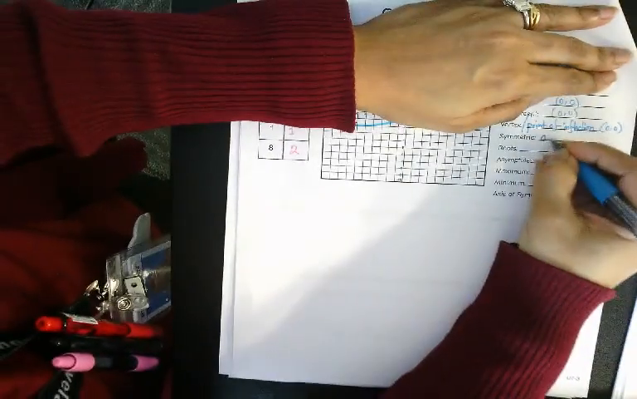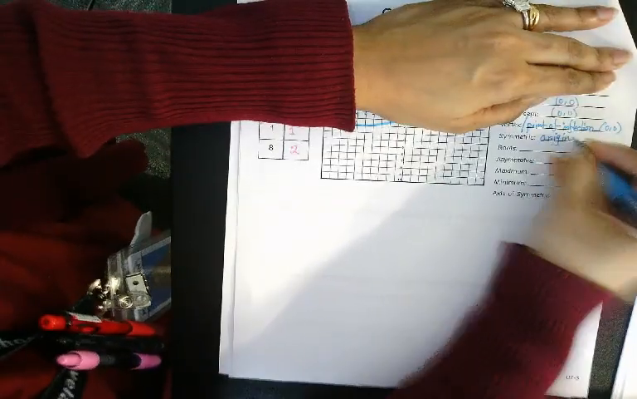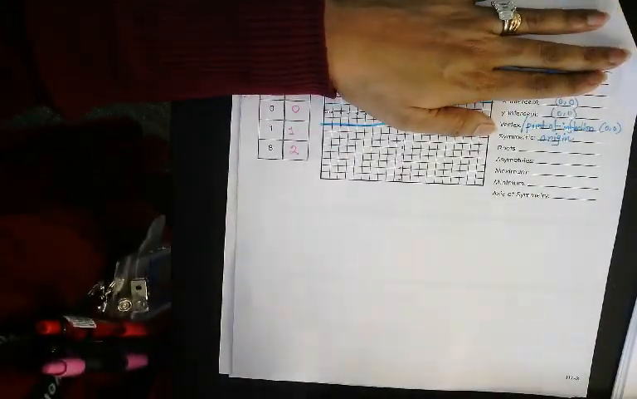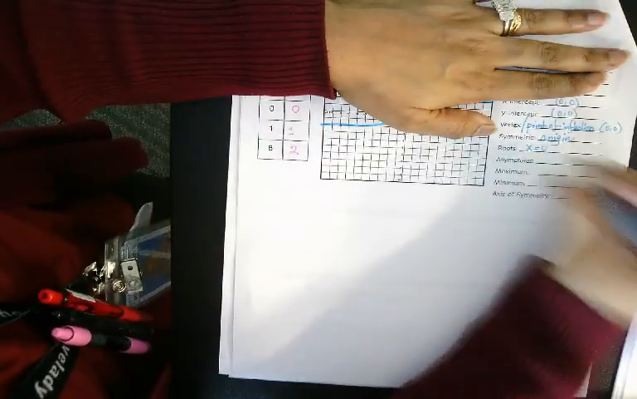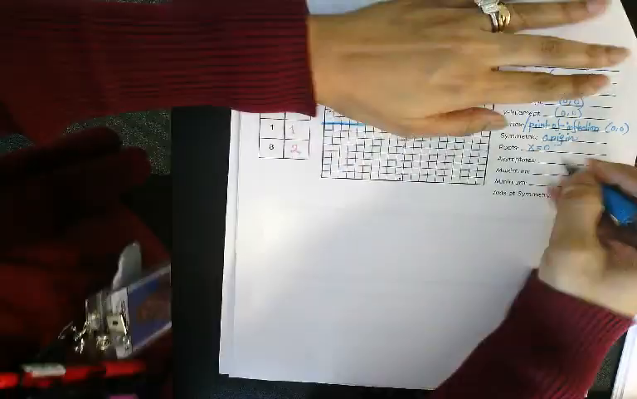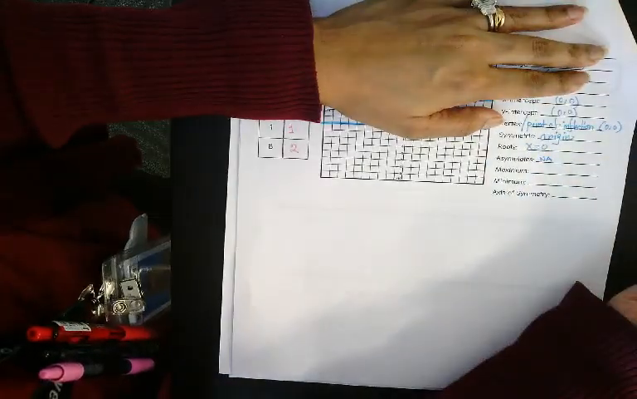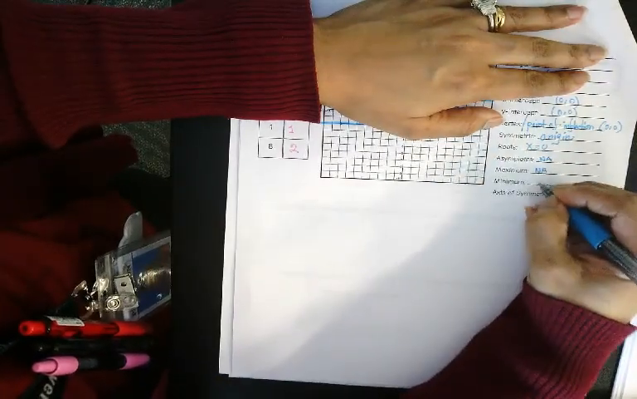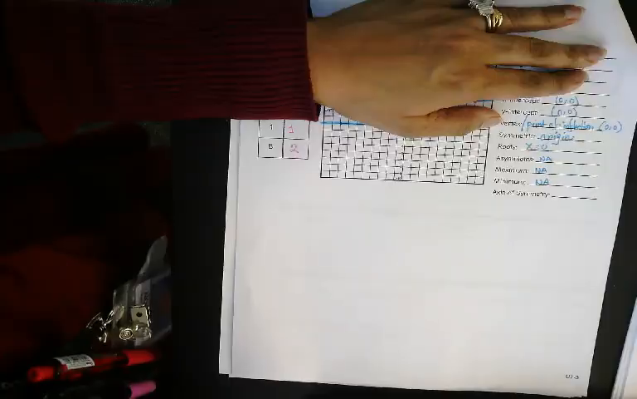I'm just giving this term every time so it's stuck in your head whenever you take the test. Symmetric. Is it symmetric anywhere? Where? To the origin. Roots. Do we have any roots? X equal to 0. Asymptote? Any asymptotes? No. Maxima? Minima? Axis of symmetry? No.